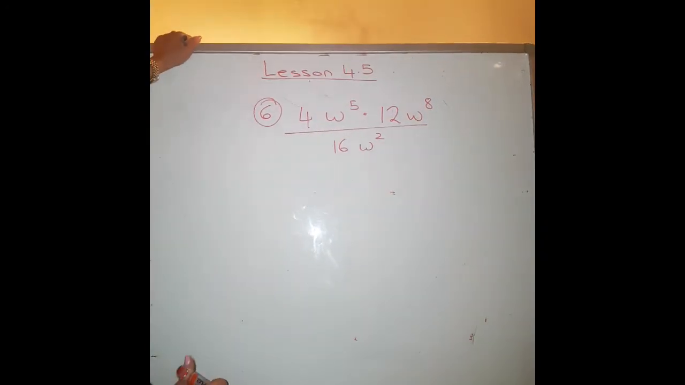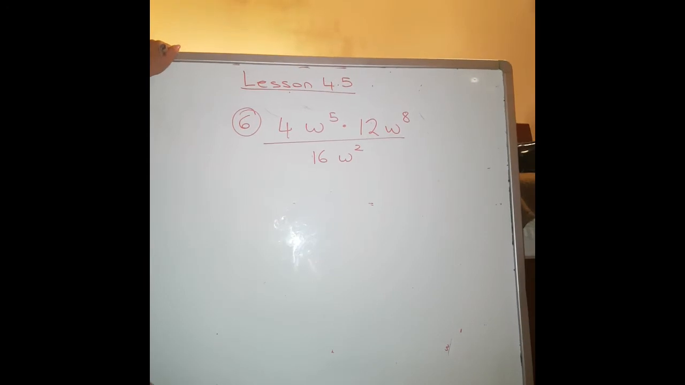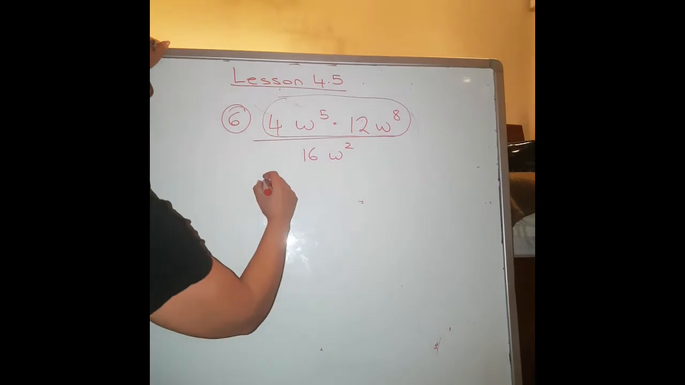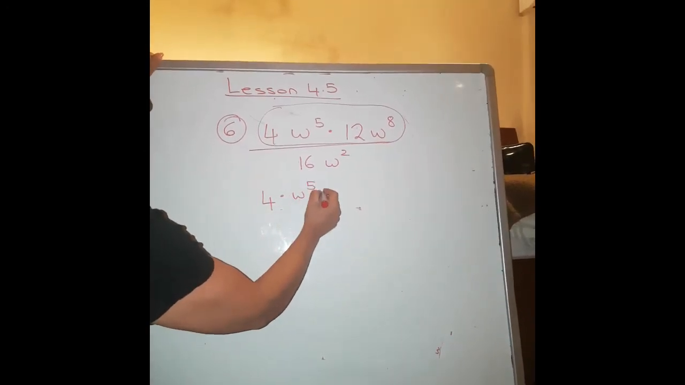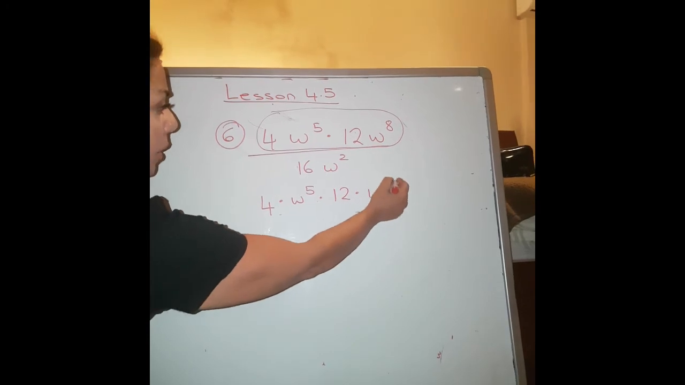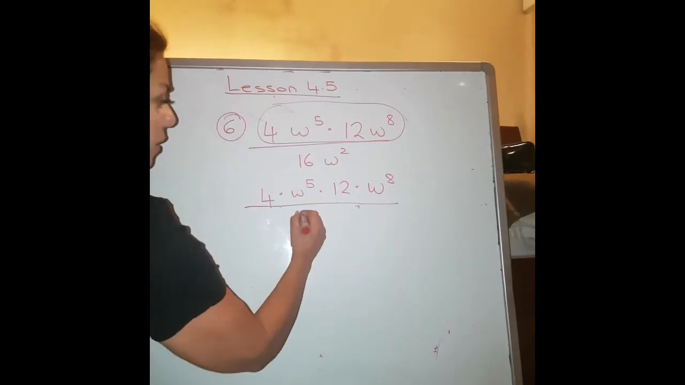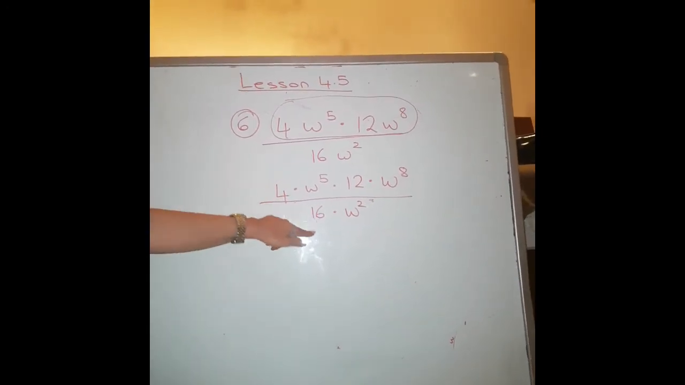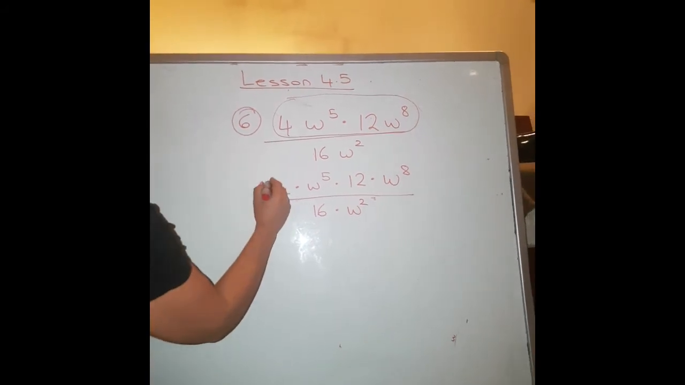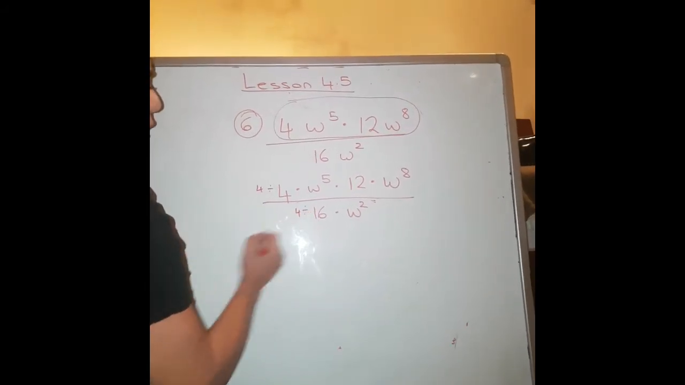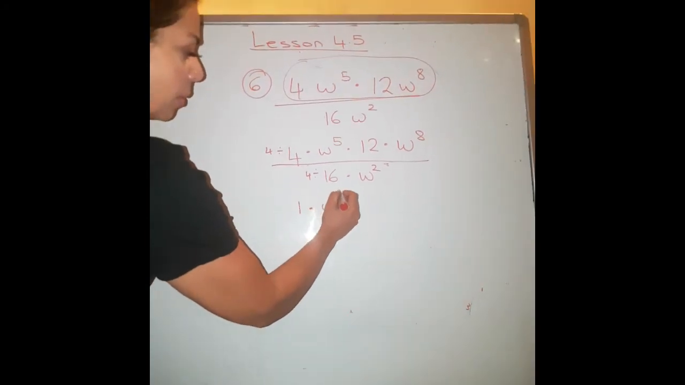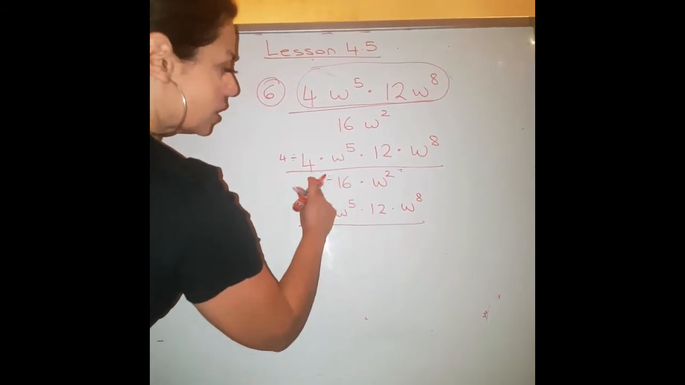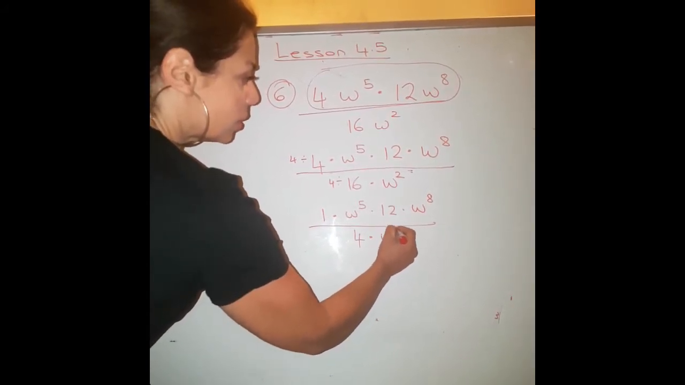This is a bit different. I have multiplication and I have division all in one. What do I start doing? I start working with the top. So it's 4 times w^5 times 12 times w^8, over 16 times w^2. I can simplify if I can before I multiply. It's easier. I divide by 4, I divide by 4. So it's 1 times w^5 times 12 times w^8 over 16 divided by 4 is 4 times w^2.